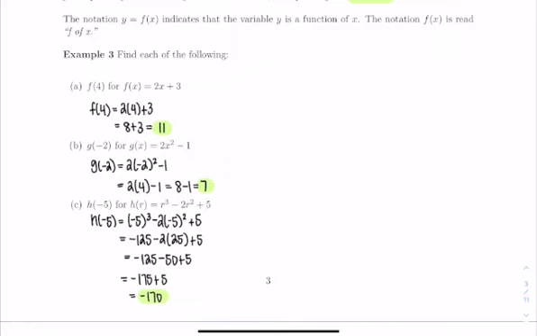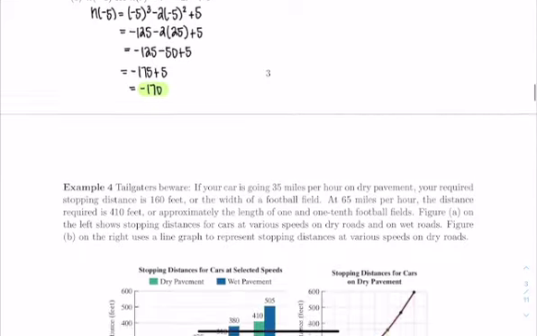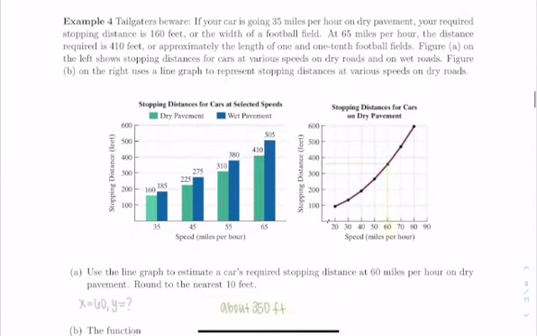So for example number 4, tailgaters beware. If your car is going 35 miles per hour on dry pavement, your required stopping distance is 160 feet, or the width of a football field. At 65 miles per hour, the distance required is 410 feet, or approximately the length of 1 1/10 football fields.